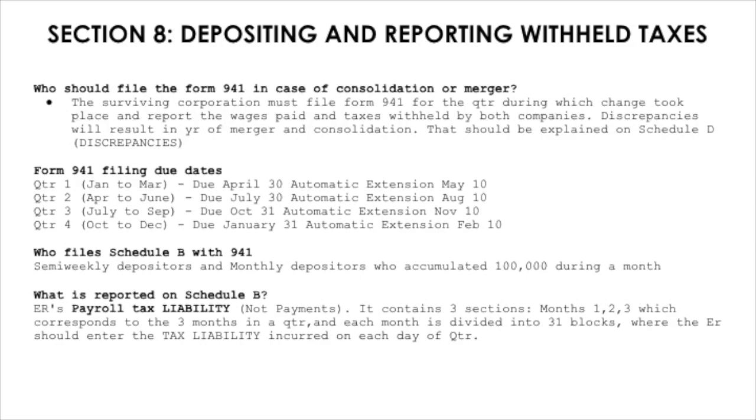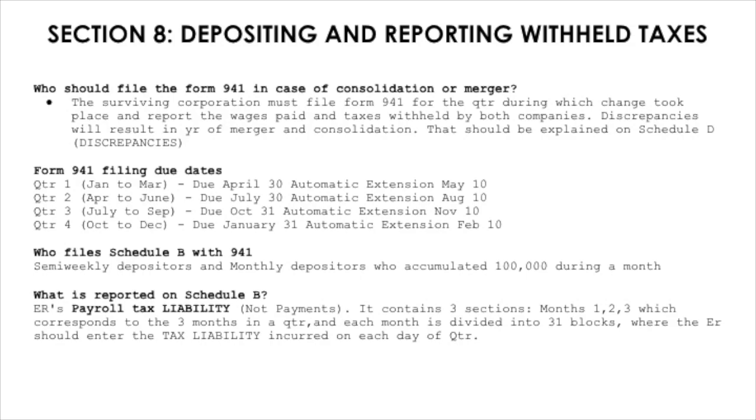And then the employer gets automatic extension up to May 10th if all the deposits were done on a timely basis. Quarter 2, April to June, July 30th is the due date with automatic extension August 10th. Quarter 3, July to September, due date is October 31, automatic extension till November 10th. And then fourth quarter, October to December, due date is January 31, automatic extension February 10th.